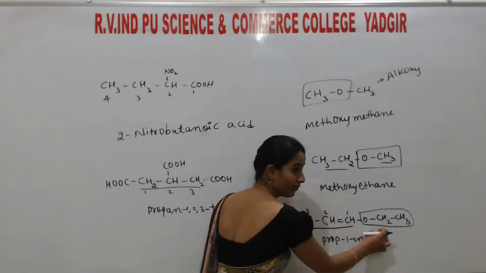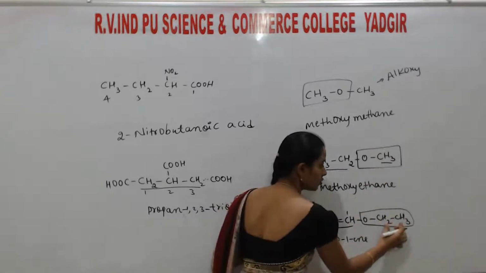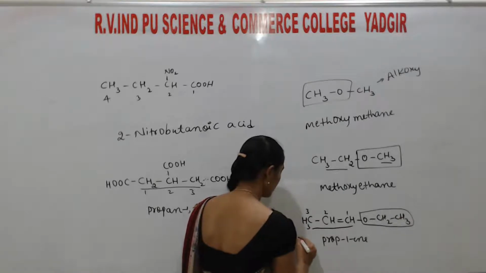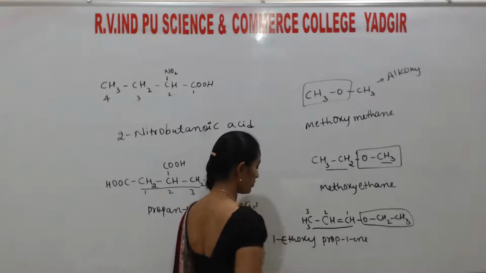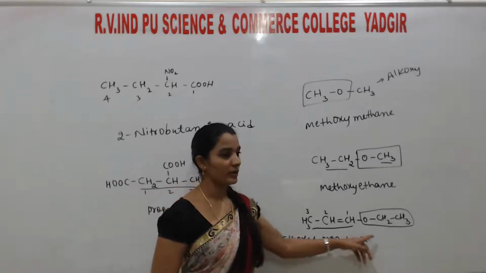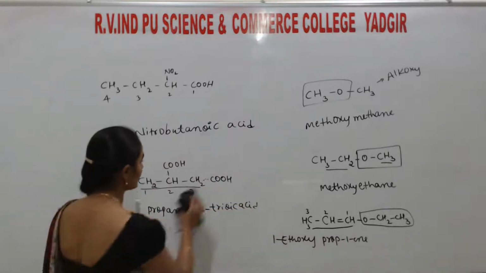So this is the prefix. What is this prefix? Like alkoxy, 2 carbon atoms means ethoxy. Ethoxy propene, at first position, ethoxy is there. 1-ethoxyprop-1-ene is the name of the compound. Okay? Listen.